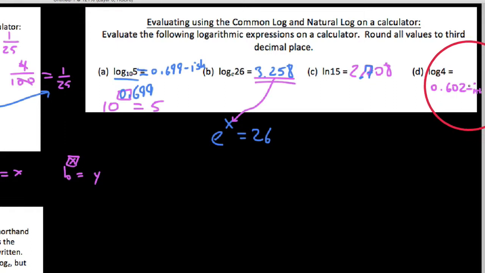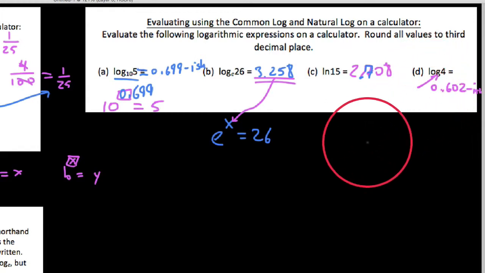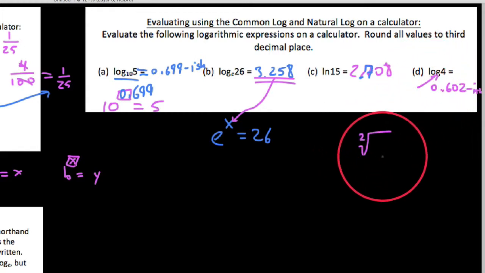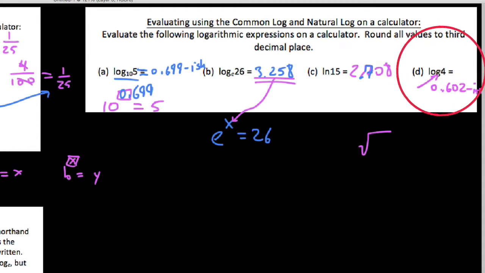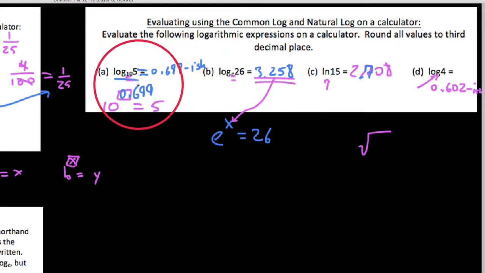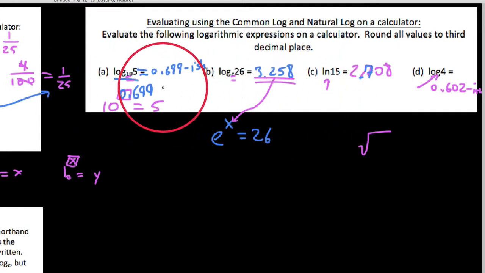Okay, and the idea here is that we don't have to write the common log to know that's it. Just like I don't have to write this to know something's a square root. I don't have to write a 10 down here to know it's a common log, and I don't have to write an e down here to know it's the natural log. But if you want to, you can always write those, and it's not going to make a darn bit of difference.